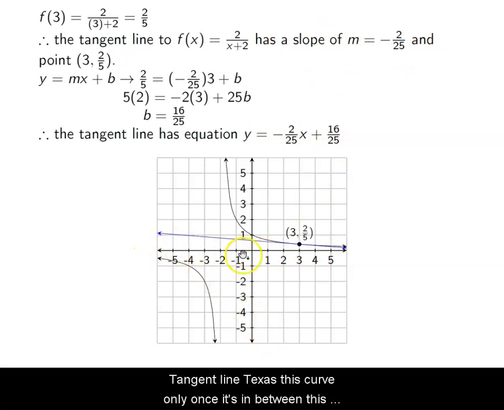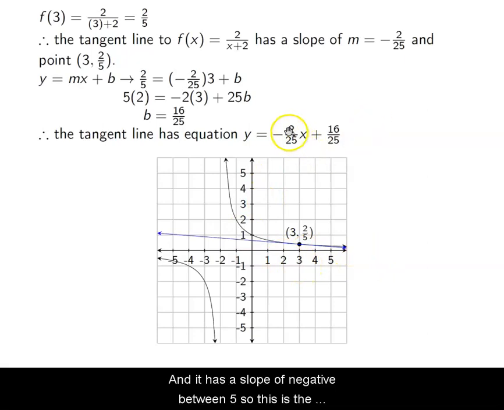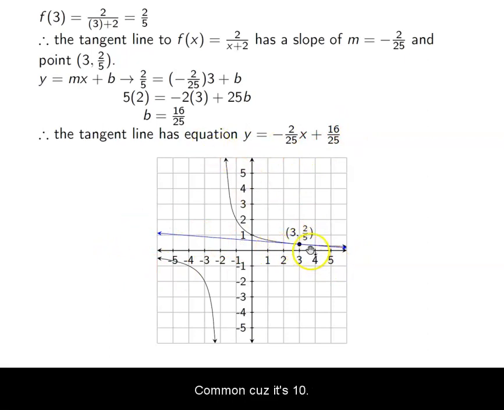So my tangent line touches this curve only once, right? Notice it's in between this arrow. It never touches it at another time. And it has a slope of negative 2 over 25. So this is the equation of that tangent line. This is the only point in common because it's tangent. And this is how we do that. So that's the relationship between tangent line, slope, derivative, and instantaneous rate of change.